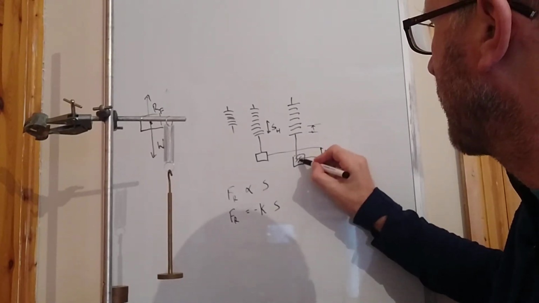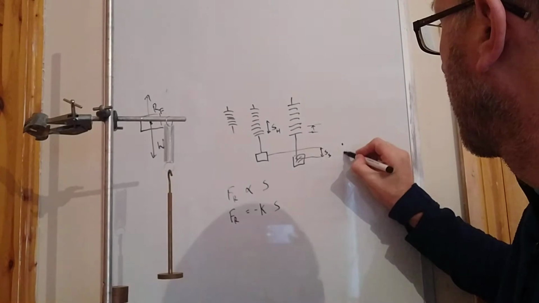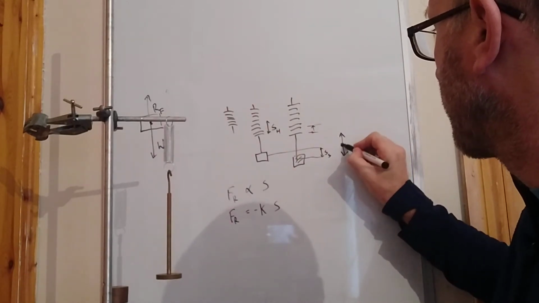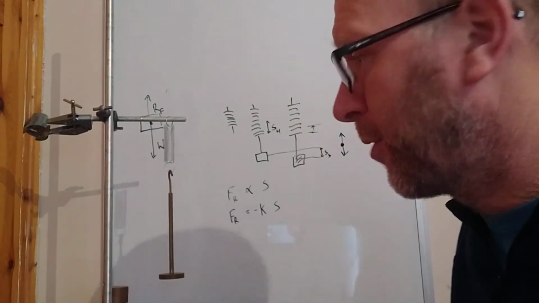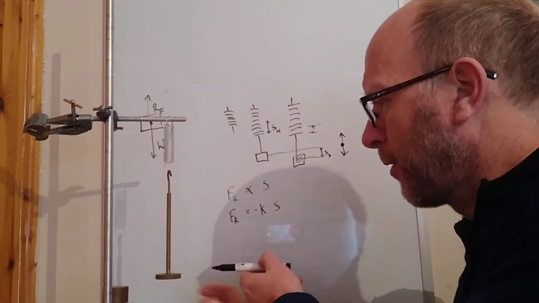Basically what's going to happen is that weight is going to oscillate up and down around that point, so that's the rest point. That's the rest point. So let's have a look. That's the rest point there.